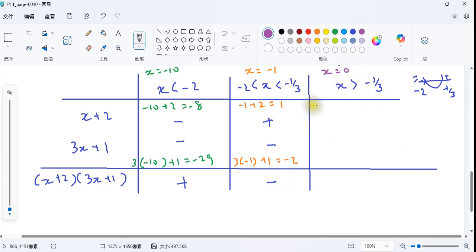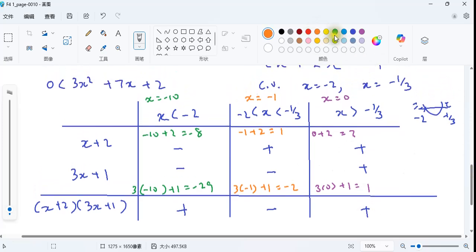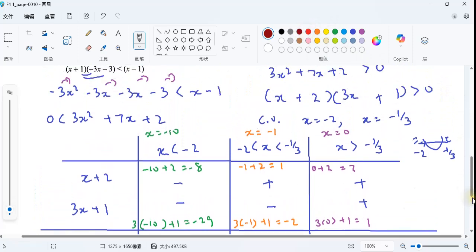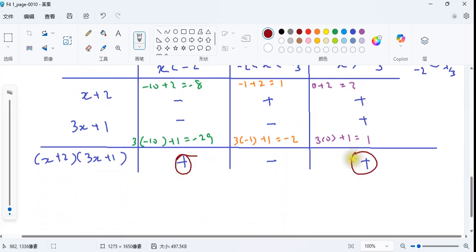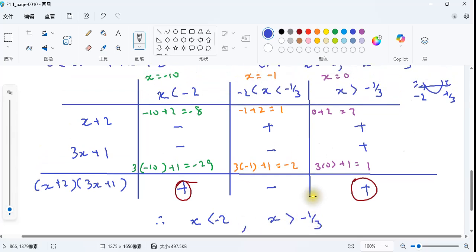And then x is equal to 0. So 0 plus 2, 2. So 3 times 0 plus 1, 1. So it's positive, positive, positive. So we want the greater than part. So we take the positive. So therefore, x less than negative 2 and x greater than negative 1 over 3. Okay.